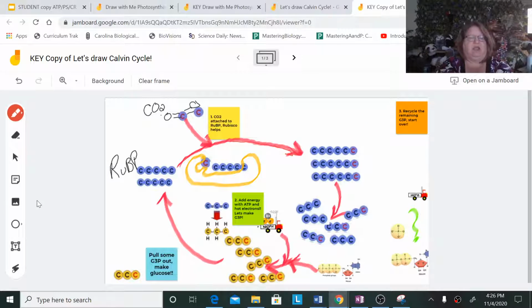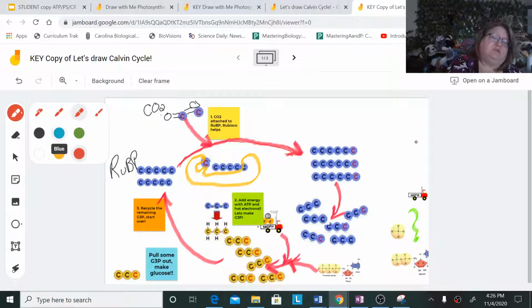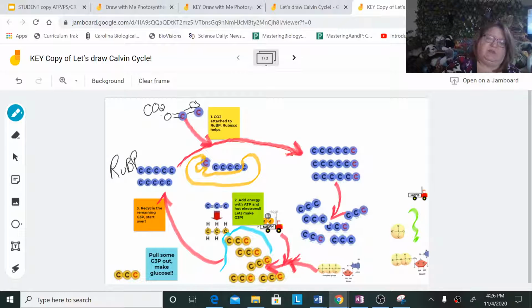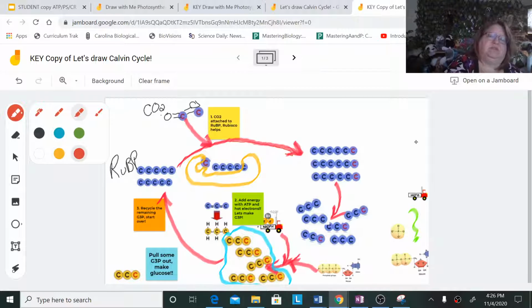And this can be terribly inefficient looking to students. And I get it because we went through all of this trouble to make all of these G3Ps, and I just told you that that's what we need to make glucose. And then you're telling me that we're not going to use them to make glucose. But here's the trick. This process is so energy demanding that we need as many reactants and many carbon dioxide and many Rubisco in order to make this happen.